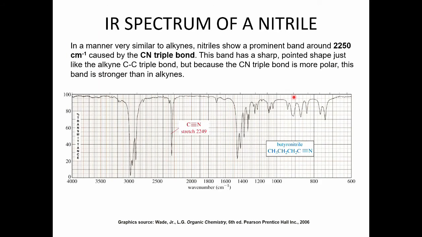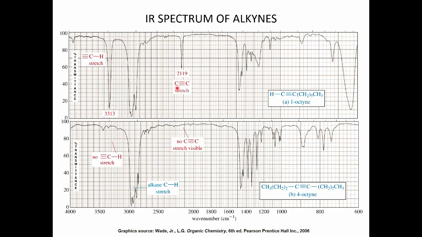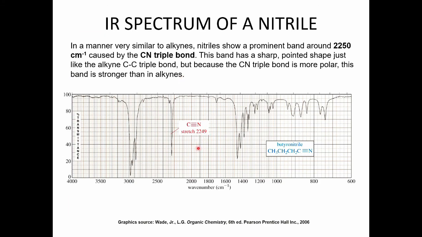Okay, so then what about nitrile groups? For nitrile groups, we can expect a very prominent band around 2250. So you can see this really sharp peak. Notice that for the carbon-carbon triple bond, it was around 2100. And for the nitrile, 2200. So these are around the same area. So whenever there's a triple bond, look around this 2200 area.